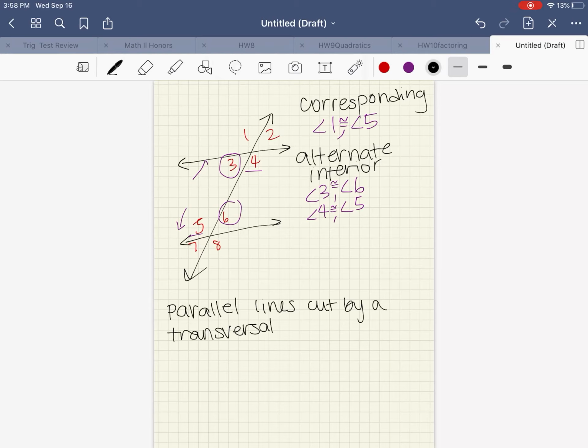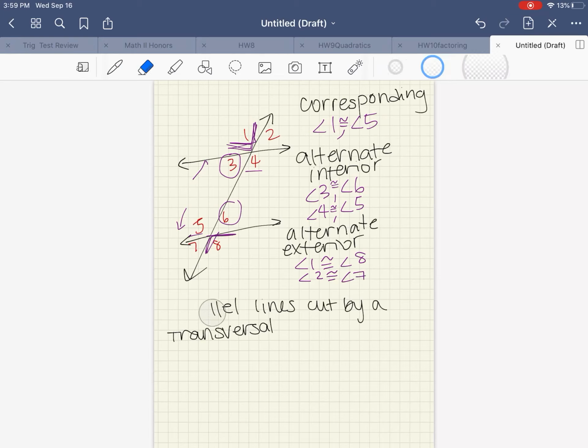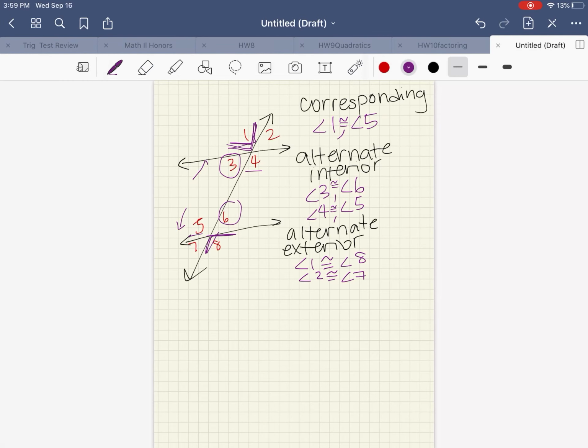We also have alternate exterior angles, which, surprise, surprise, means on the outside. So it would be like 1 is on that side and 8 is on the outside on the other side. They are also congruent. So angle 1 is congruent to angle 8. Angle 2 is congruent to angle 7. And I'm just going to erase this part here so I can keep going.